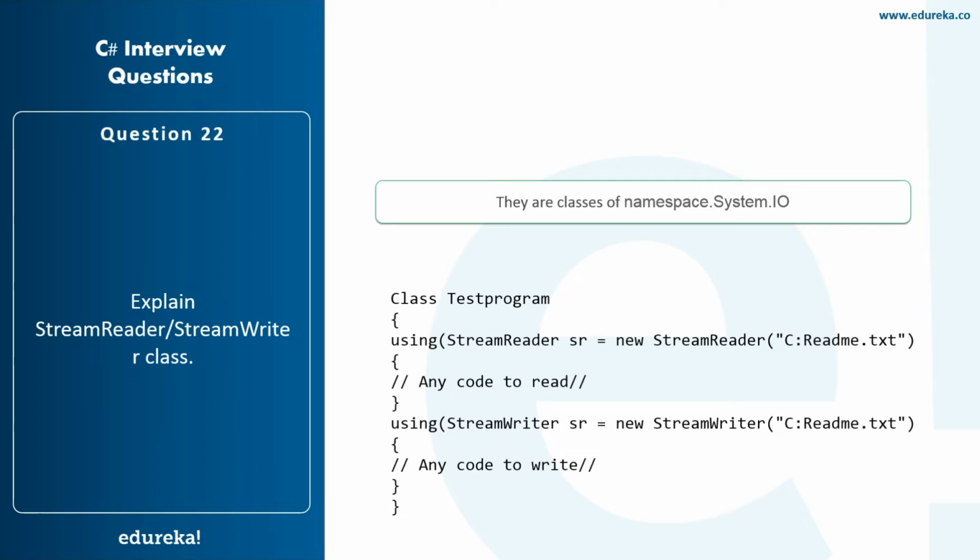So I've tried to explain the StreamWriter and StreamReader class through an example where I've created a test program, under which I'm using this StreamReader function. So under this I've opened a context manager under which I'm creating an object with StreamReader SR, and then instantiating a new StreamReader under which I'm calling in the file or the path of the file.